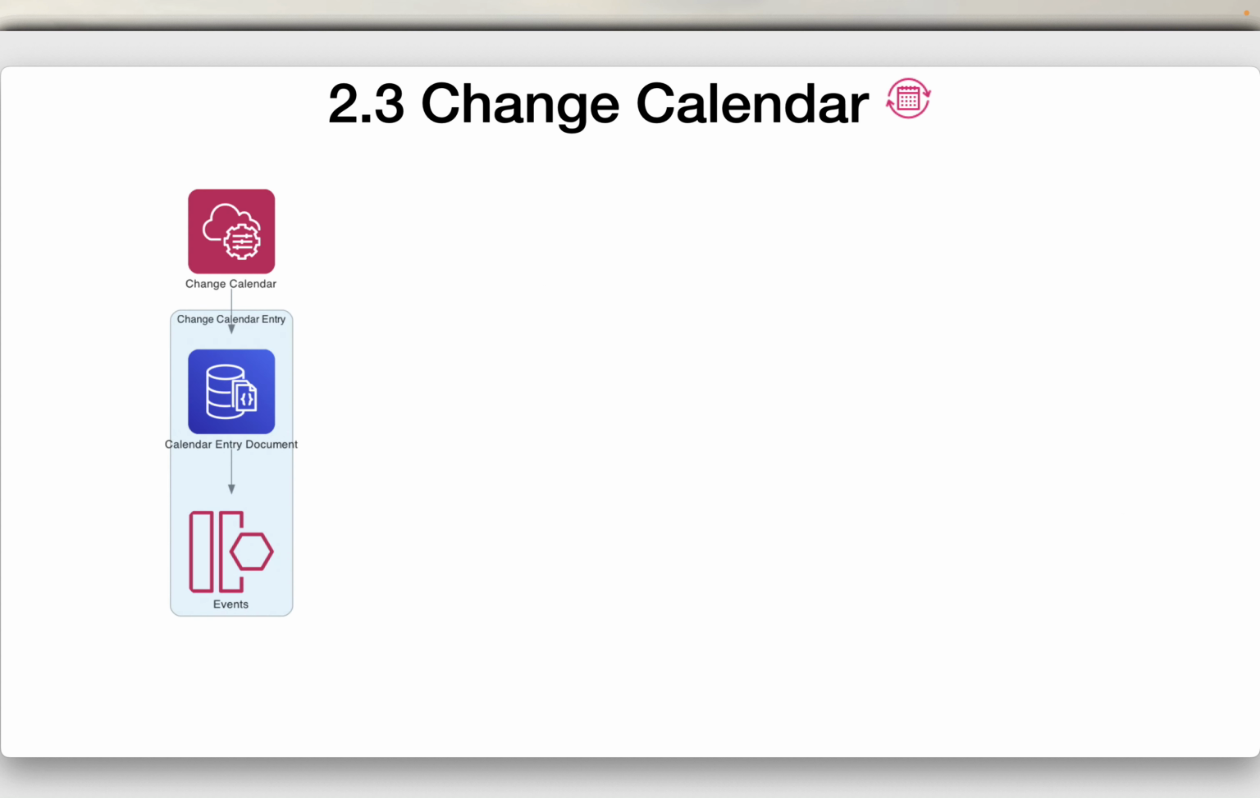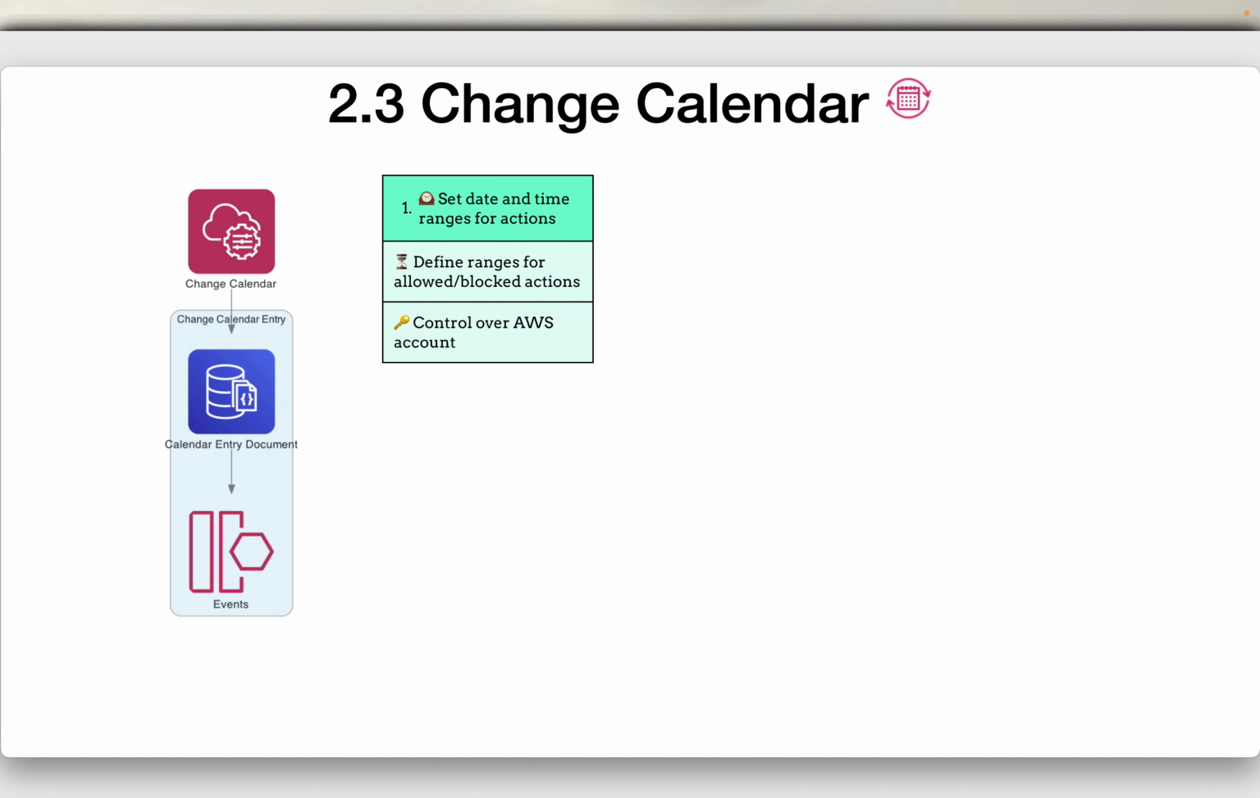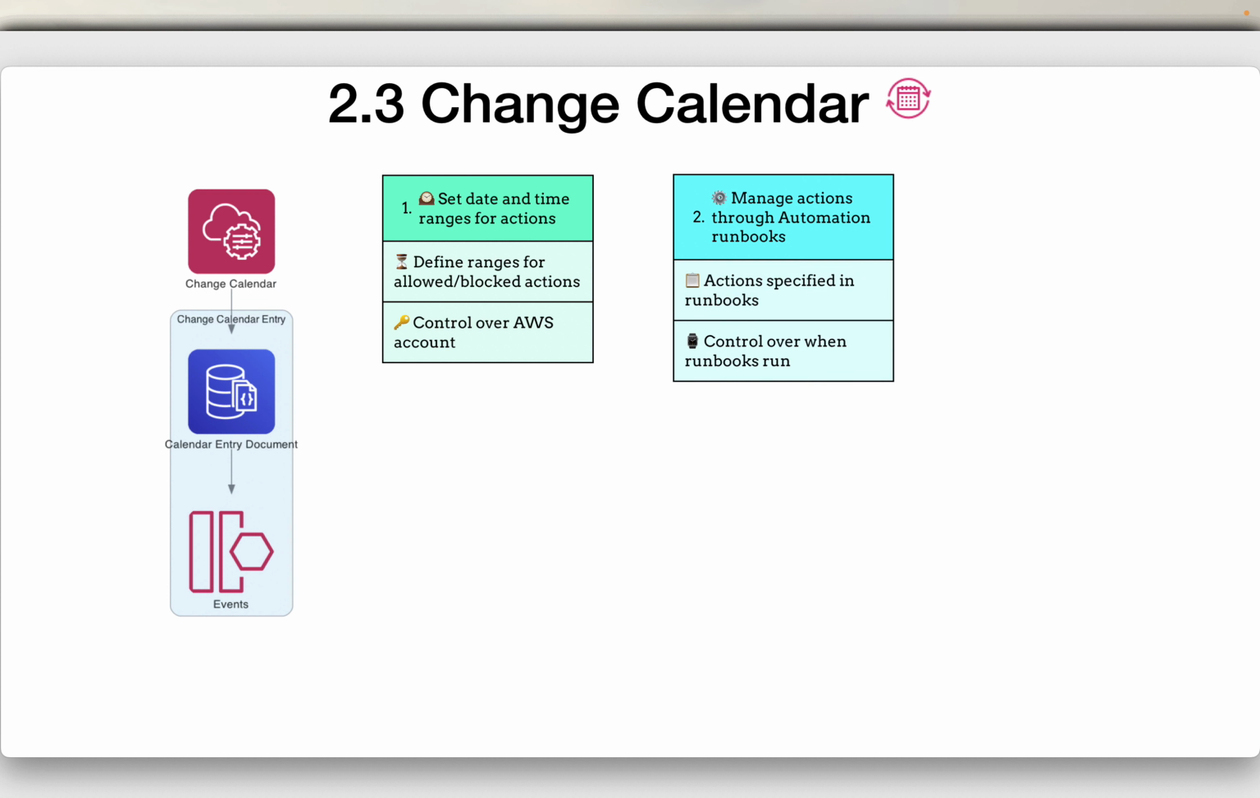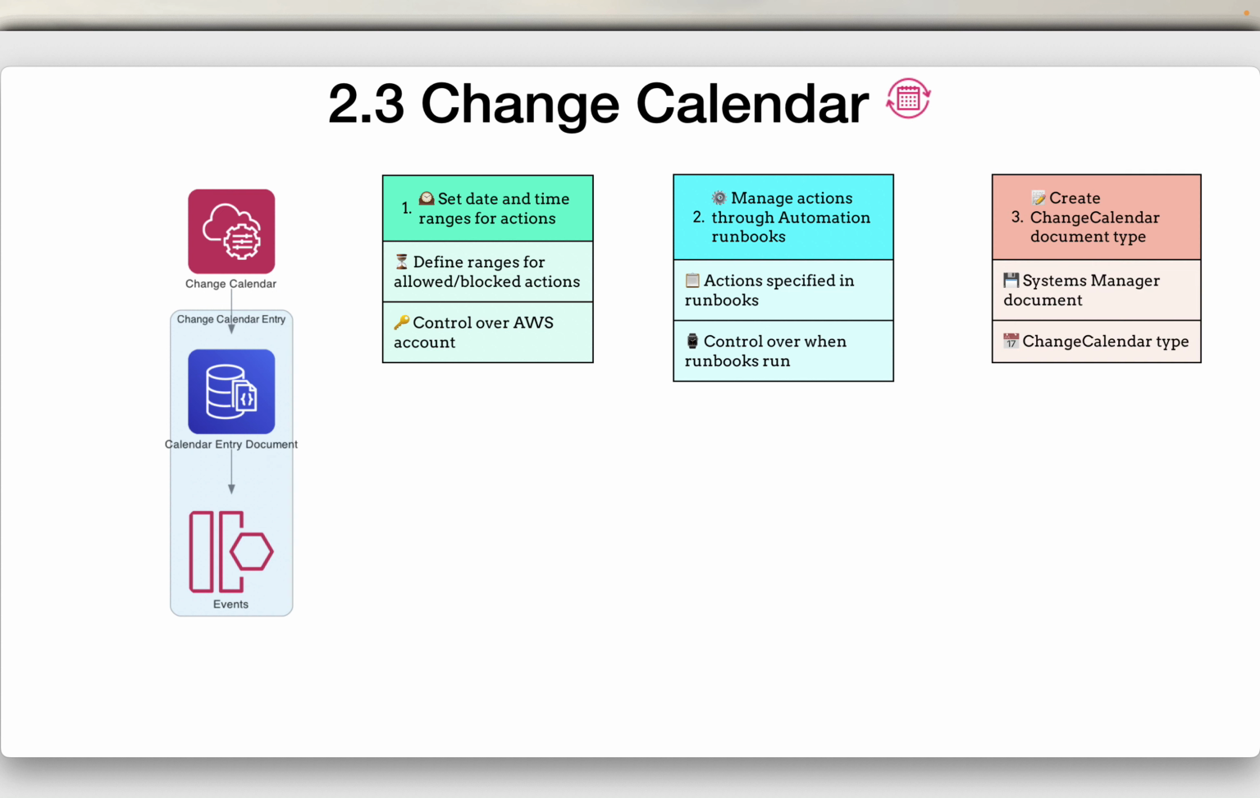Next capability, Change Calendar. Change Calendar allows you to define specific date and time ranges when certain actions can or cannot be performed in your AWS account. These actions are typically specified in Systems Manager automation runbooks, providing control over when they can run. When you create a Change Calendar entry, you are creating a Systems Manager document of the Change Calendar type.